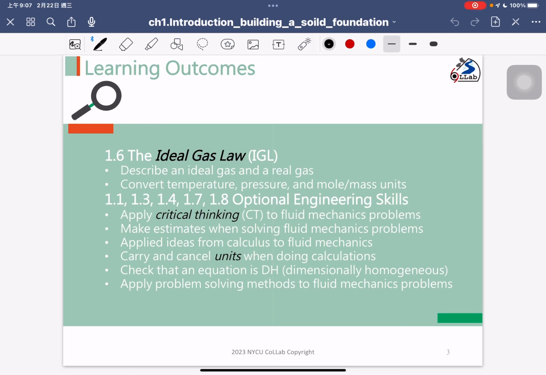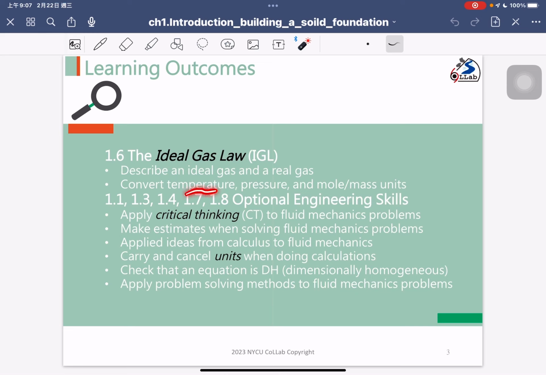But the idea is that I want to tell you the reason why we can use the ideal gas law. Under some conditions, you can say the gas is an ideal gas. If not, you cannot apply the ideal gas law, and we call that a real gas. If you apply the ideal gas law, you will know the relation between pressure, temperature, density, and molar mass.